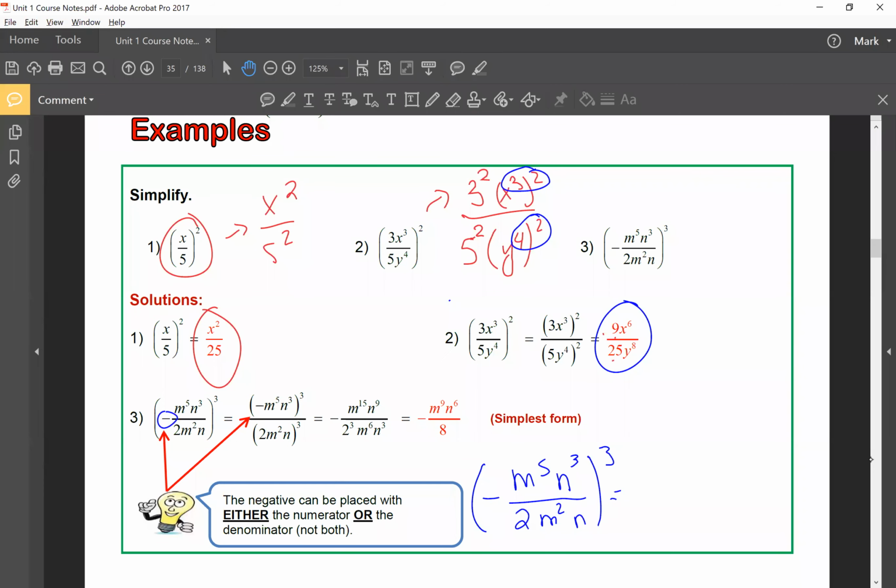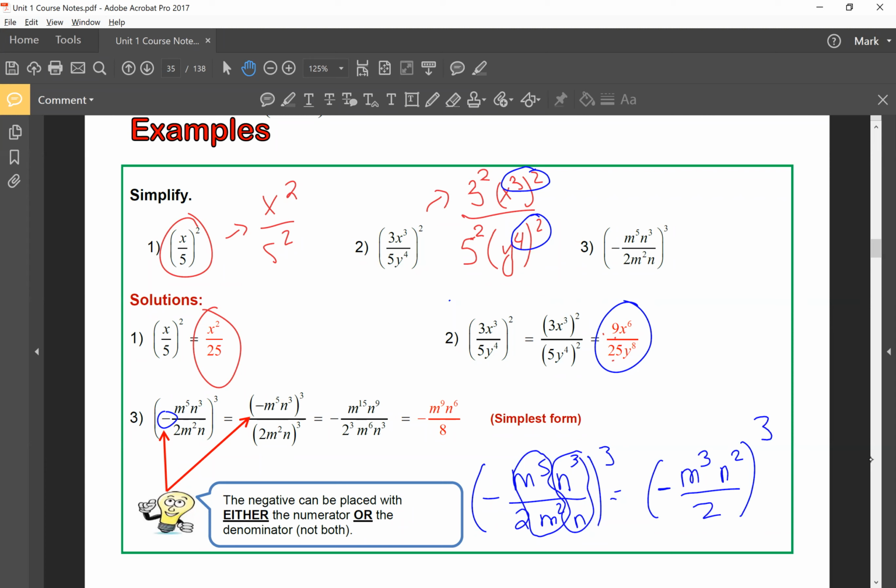So remember BEDMAS? For the new students, the order of operations, we did this in class 2. Do what's inside the brackets first, right? So why wouldn't I simplify this first and make my life easier? So negative, now m^5 and m^2, that leaves me with m cubed on top, 5 minus 2. n cubed divided by n would just be n squared, and it's still over a 2. That makes life so much easier.